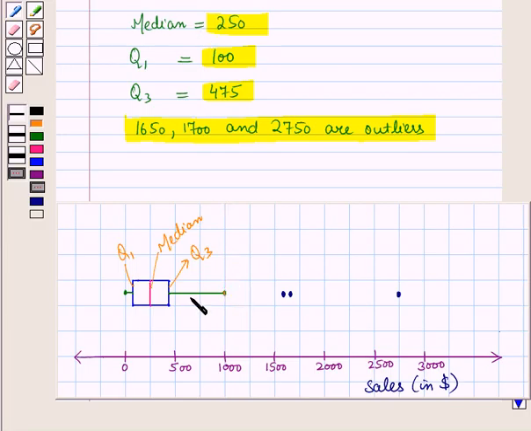And we do not cover the outliers in the whiskers. Here, these three points represent outliers. So, this is the required box plot for the given data.